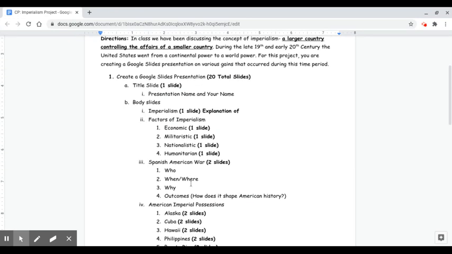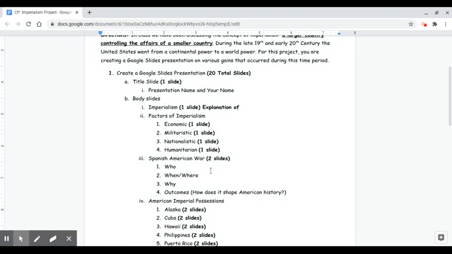You are then going to complete 2 slides on the following: the Spanish-American War. Who fought in it? When and where was it fought? Why was it fought? And what are the outcomes of the war? In other words, how does it shape overall American history? Where does it fit in the machine of American history and American expansion?